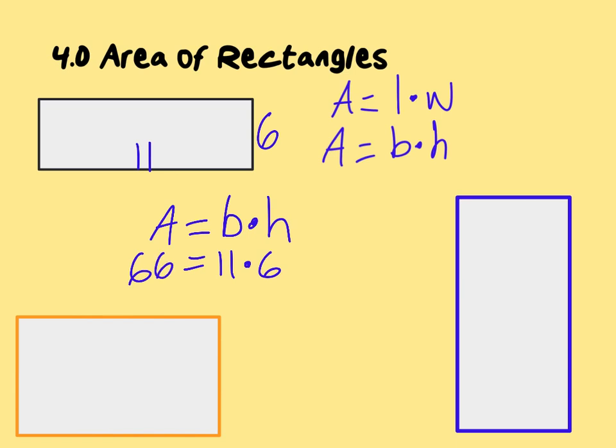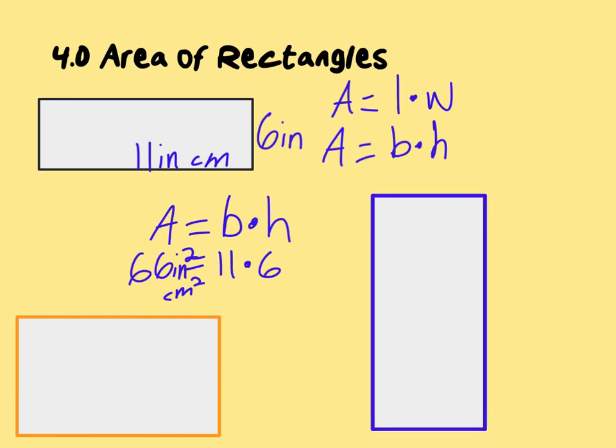And we should talk about this too. If it's in inches, it's very important that we put inches squared. If it's in centimeters, we put centimeters squared. Those units of measurement are really, really important when we're talking about area and length and things like that. Those labels matter.